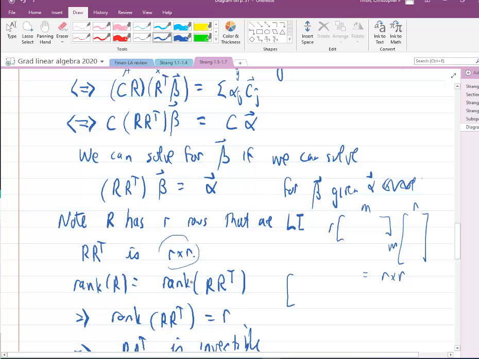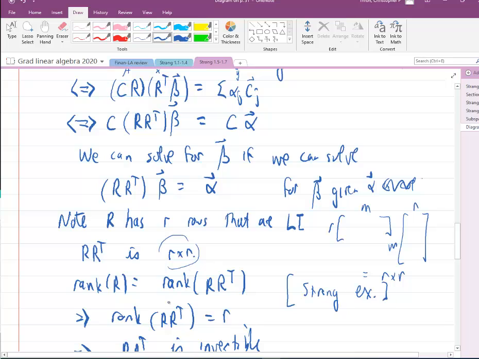Now, it was one of the exercises in Strang that the rank of a matrix is equal to the rank of that matrix times its transpose. I don't remember exactly which exercise that is, but that is one of the exercises. You can look it up. I think it's in chapter 1.3 or 1.4.